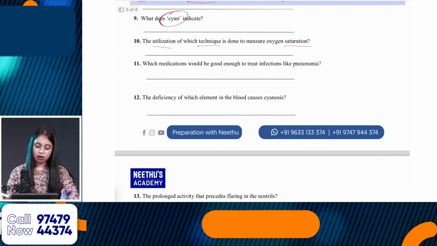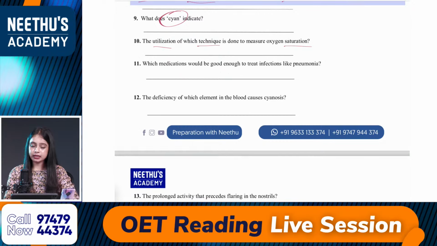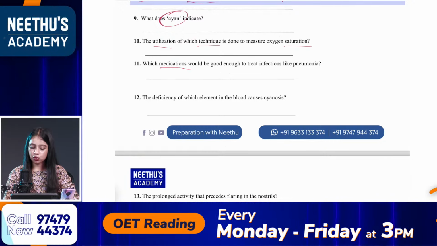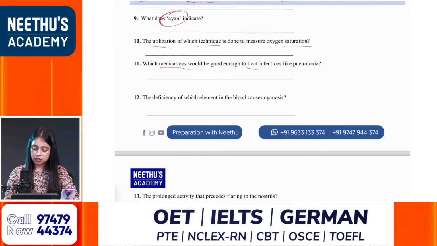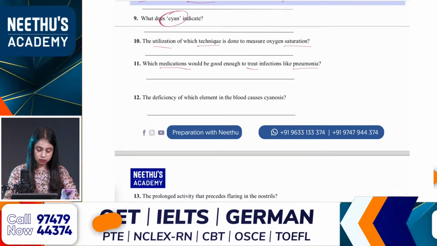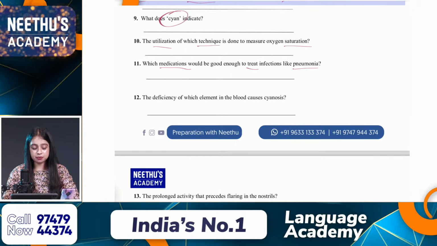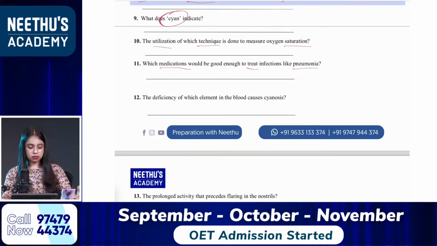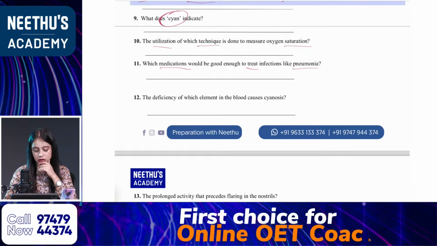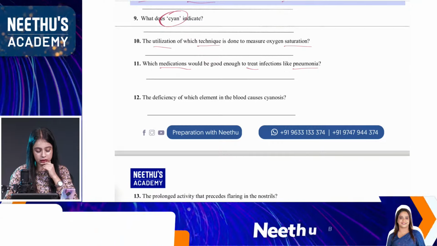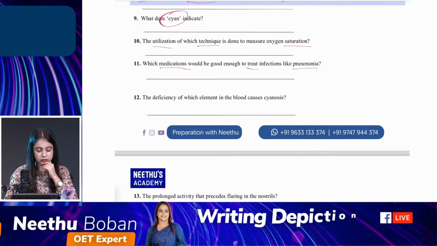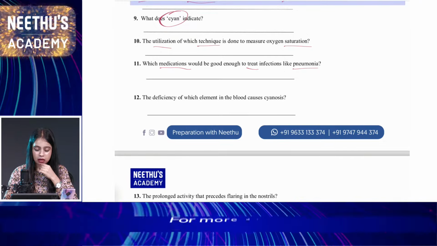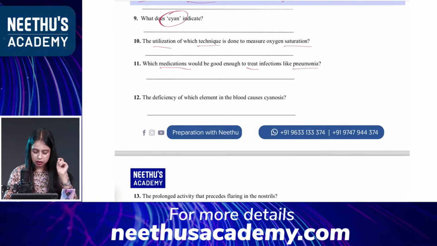11th one: which medication would be good enough to treat infections like pneumonia? Okay, so which medications, plural, good enough to treat infections like pneumonia. Let me know which medications, any medications mentioned here? So please let me know which medication, Anna. Okay, Linu, methylene blue. Is it a medication? Yeah, but to treat infections like pneumonia, what medication is mentioned?